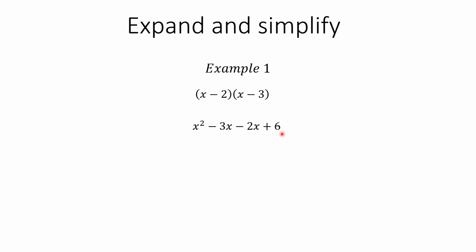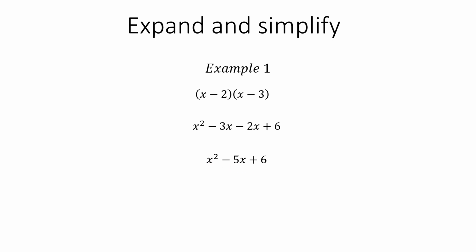Then after that we simplify further. We have the expression x squared minus 3x minus 2x plus 6. So we collect like terms. In this expression, the only like terms are minus 3x and minus 2x. So the final answer becomes x squared minus 5x plus 6.